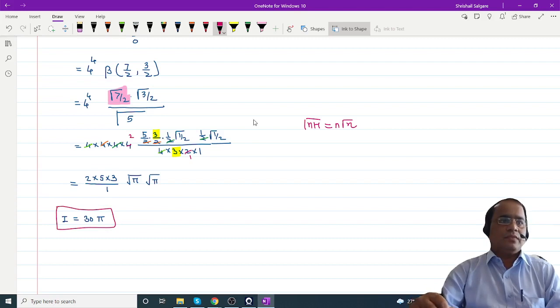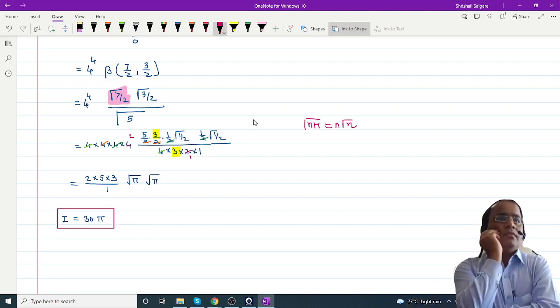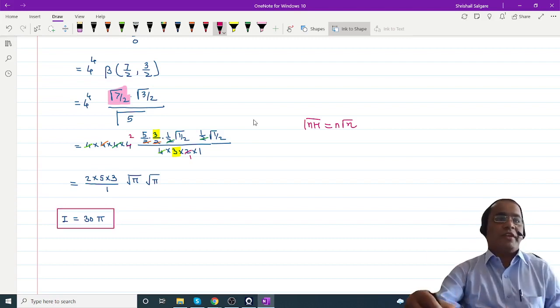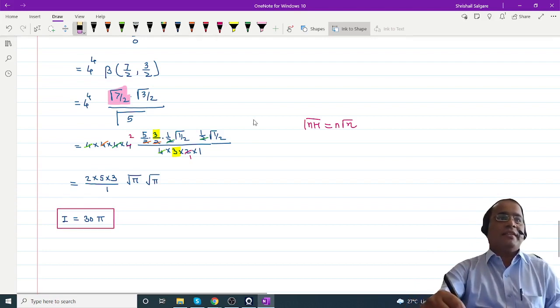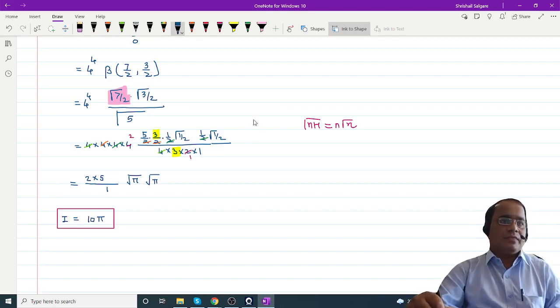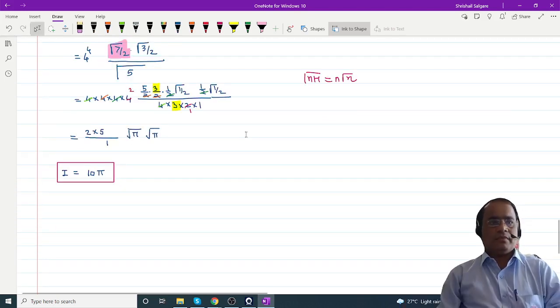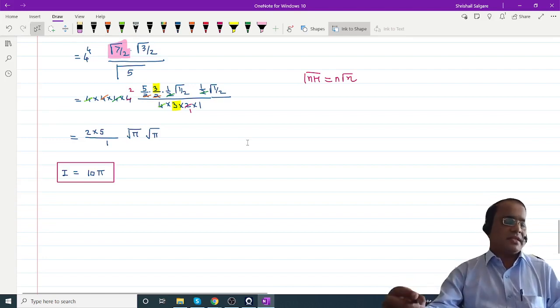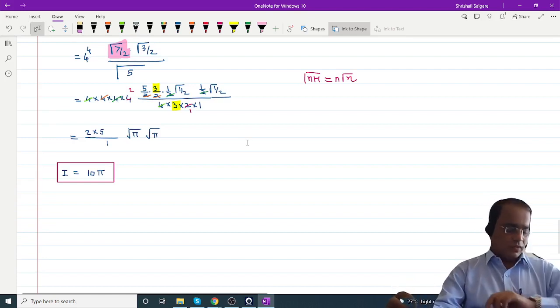Sir, 3 we have cancelled. Yes, 3 we have cancelled. That's why we can't take 3 in the numerator. That means only 10 pi. That's why only 10 pi. Okay, its answer is 10 pi. It's correct. Any doubt? One more example I will take.